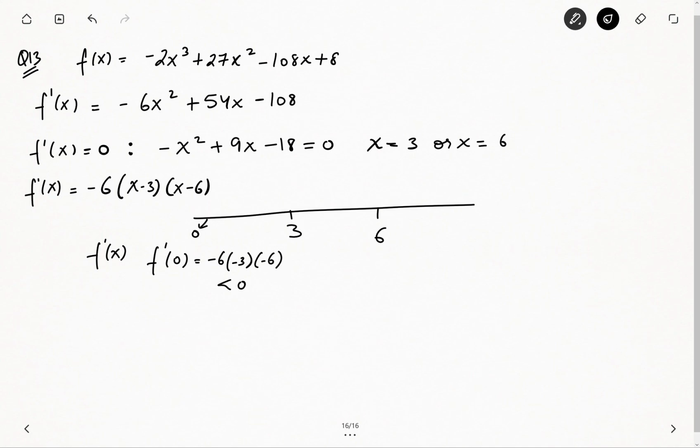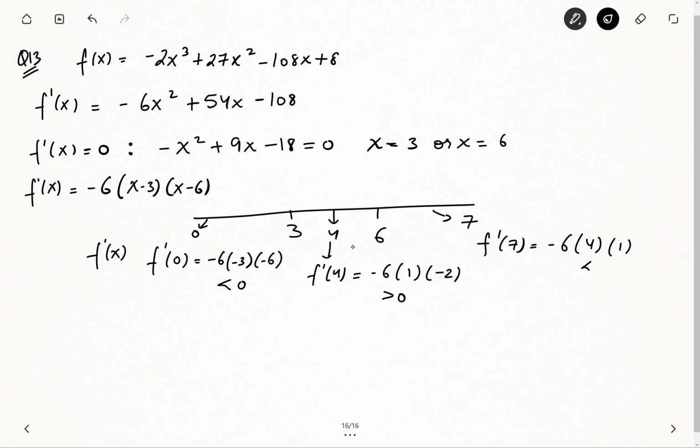Alright, cool. We figured out those values. Now let's pick a value in between these two, let's say 4. 4 will be a good fit. When we plug it in, f prime of 4 gives you -6 times 1 times -2, so that will be greater than 0. Let's look at 7 for the last part. When you plug it in, you get -6, and then 7 minus 3 is 4, and then this will give you 1. So essentially, again, less than 0.